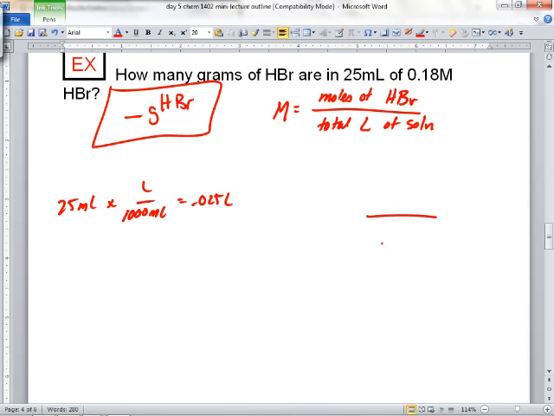So where are we going to put the 0.025 liters, Jessica? On the bottom down there. 0.025. And how about some other numbers, Crystal? What else? Oh, Crystal. Jose, what other numbers can we plug in there? The what? 0.18. Where are you going to put that? Yeah, where that big M was. And up here, moles of HBr. So how are you going to solve for the moles of HBr, Valerie? What are you going to do? Yeah, she sees it. Good. She sees the diagonal. 0.18 times 0.025 would be the moles of HBr.